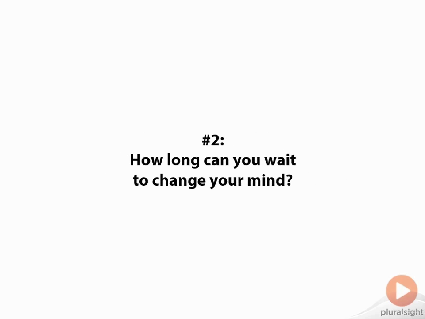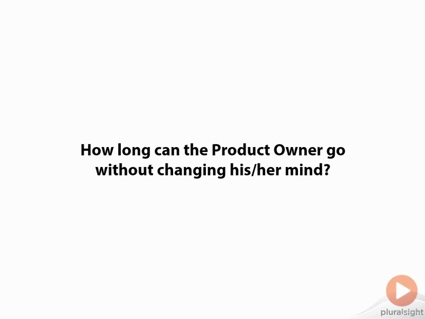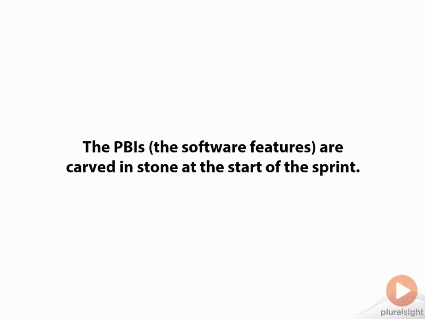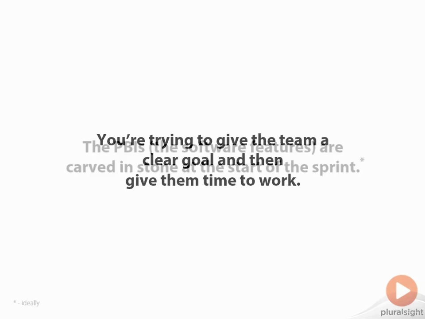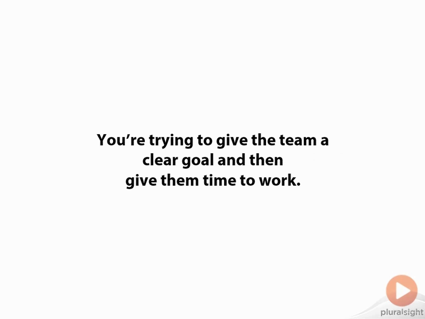Now on the second one, how long can you wait to change your mind? What we're really talking about here is how long can the product owner go without changing his or her mind? Because the product owner owns the backlog and owns the priority that the team is going to execute on. And when you start your sprint, you're going to choose the PBIs, or the software features, that you're going to do, and they should not change from the beginning of the sprint to the end of the sprint, ideally. Now, it doesn't always work that way, but in general, you want to provide a clear goal of what you'd like your team to do. So that means the product backlog items that you're going to do in the sprint are not changing. You're going to give them a clear goal of what you want, and then you're going to give them time to do their work. So give them the goal and get out of the way.